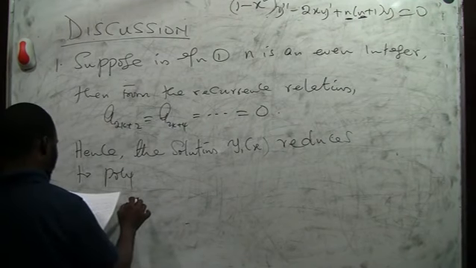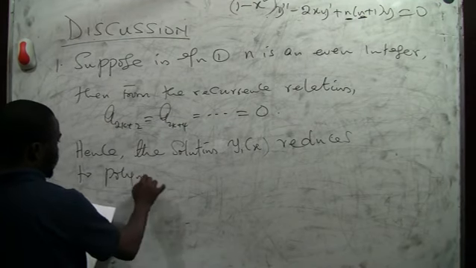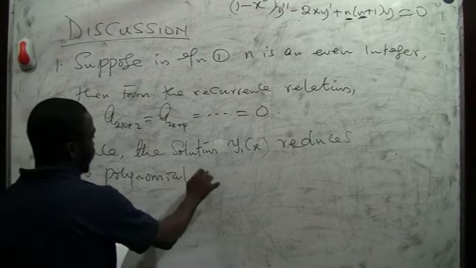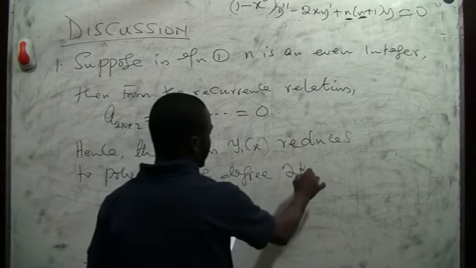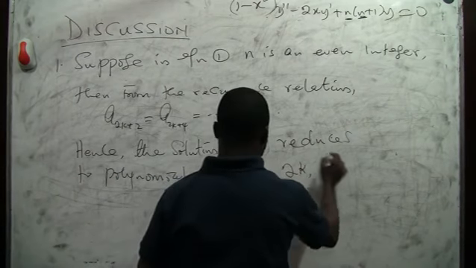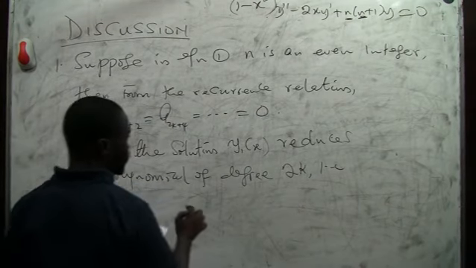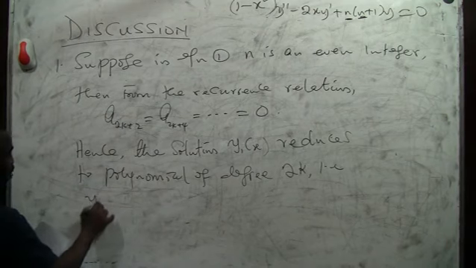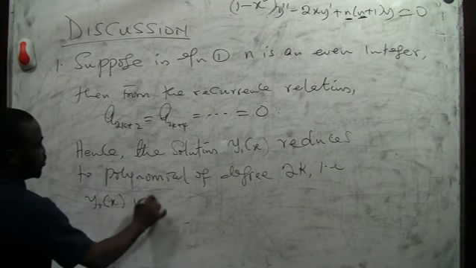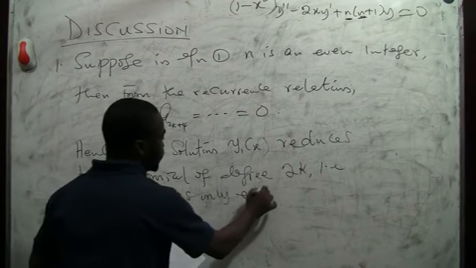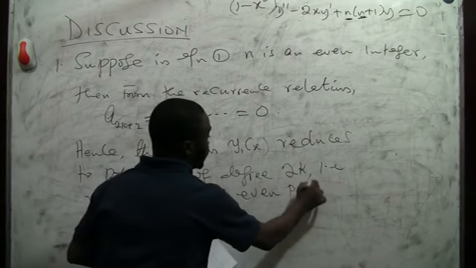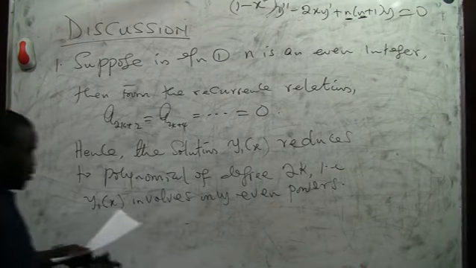Polynomial of degree 2k, that is, y1 of x involves only even powers. We shall see all this very soon.